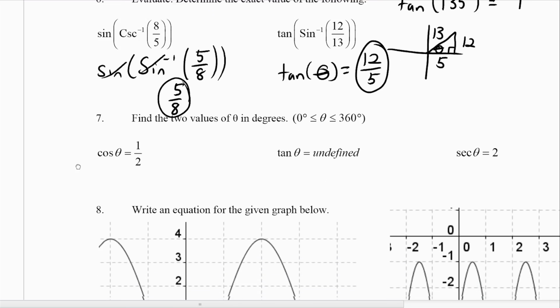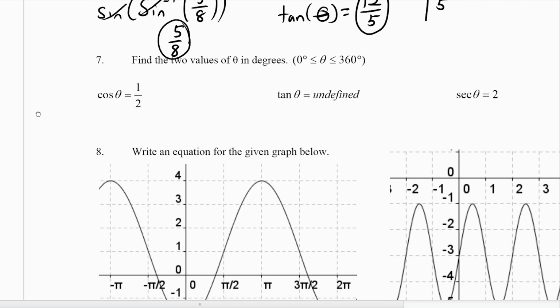Number 7, this is where we're going to try and find out two angle measurements that will give us the 1/2. So cosine of theta is equal to 1/2. That is going to be 60 degrees, but it is also going to be positive in the fourth quadrant, so the reference angle for the fourth quadrant is going to be 300 degrees.